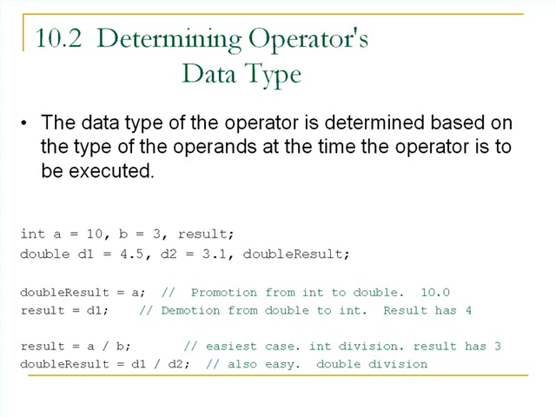Let's look at this one. Result gets A divided by B. This is an easy case. All of these are ints. So we have an int division. That's the data type of the operator. We look at the A and B and we see those are both ints. So the data type of the division is int. And it evaluates to an int, in this case 3. And 3, an int, is assigned to result, which is also an int. So we don't have any promotion or demotion happening there. The next one is also easy. The division in this case is a double division, the same operator but a different data type, and we know that by looking at the operands D1 and D2, which are both declared to be double.